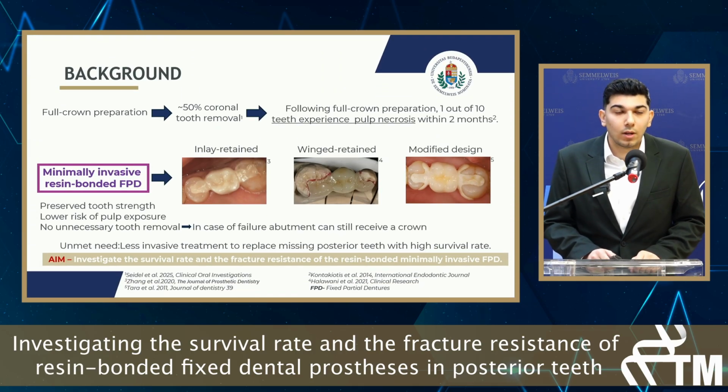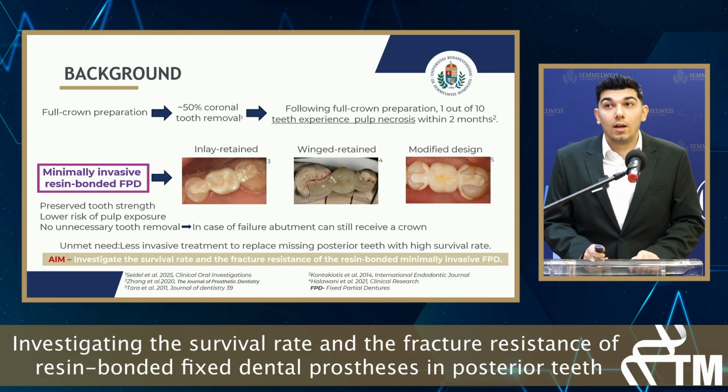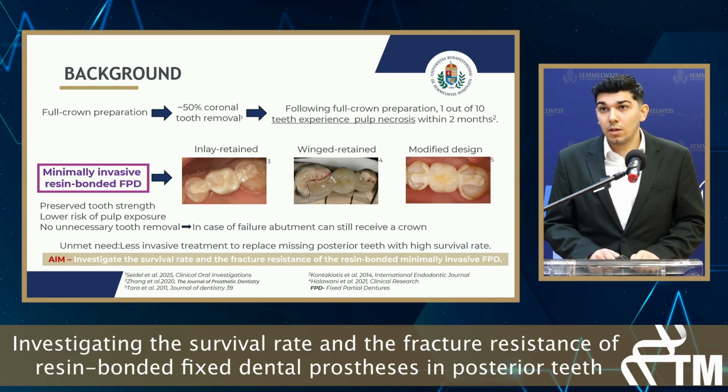It is well known that full crown preparation approximately removes half of the tooth structure. And it is expected that 10% of the teeth will experience pulp necrosis within 2 months. Minimally invasive resin-bonded fixed partial dentures bear the main advantages of preserving tooth strength and having a lower risk of pulp exposure due to their conservative nature, and since we do not remove unnecessary tooth structure, this gives us the possibility in the future to still prepare the abutment for a full coverage crown.